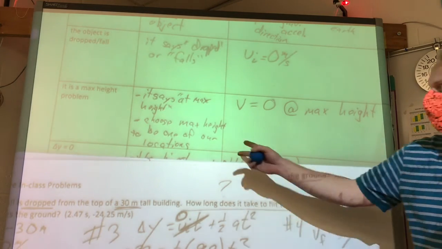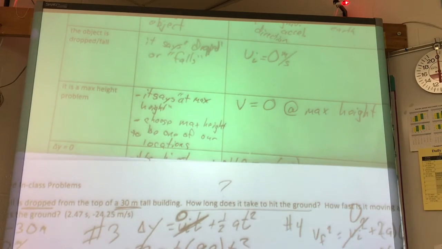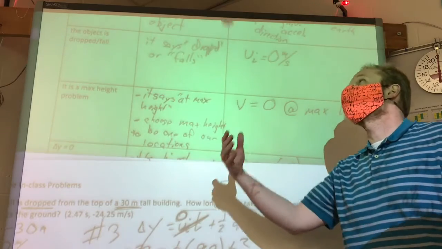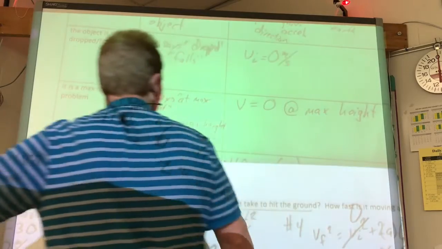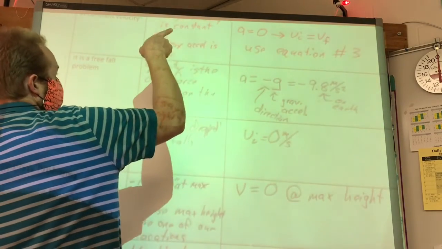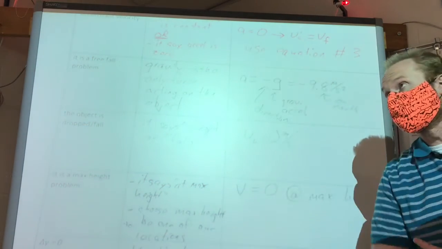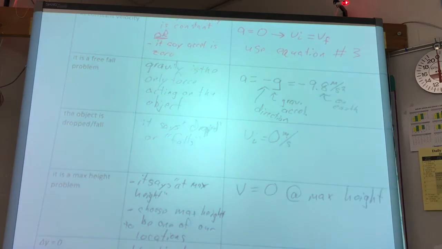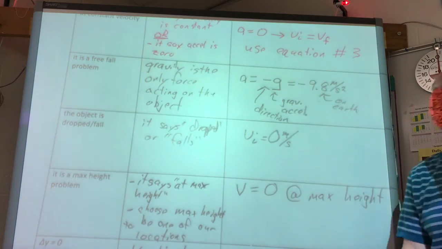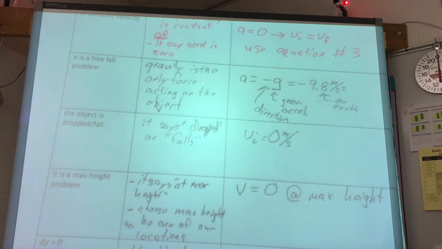Oh, yeah, choose max height to be one of your locations. It's not very clearly written, my apologies. So when this ball is going up, what force is acting on the ball once it leaves my hand? Gravity. So because of that, if gravity is the only force, the acceleration is going to be negative g. So that means the acceleration of this ball on the way up is negative g, because gravity is the only force acting on it. Now, on the way back down, what's the force acting on the ball when it comes back down?